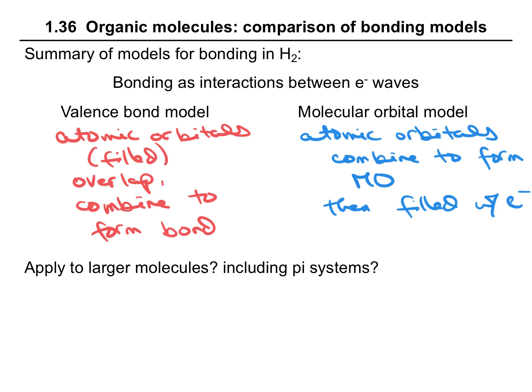So for the most part, we are going to focus on valence bond model because it's a little bit more intuitive, it's a little bit easier to work with, and it's sufficient for many of our applications. But once in a while, we will have to come back to molecular orbital theory for those cases where the valence bond model just doesn't quite cut it.